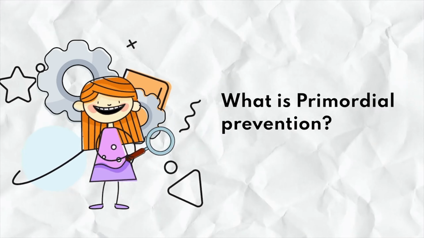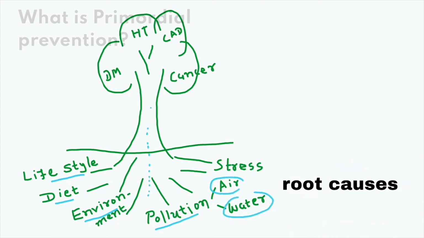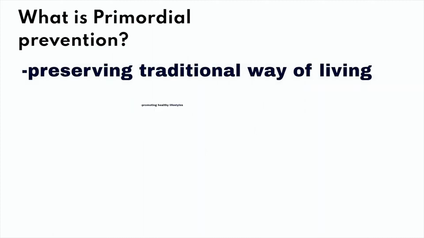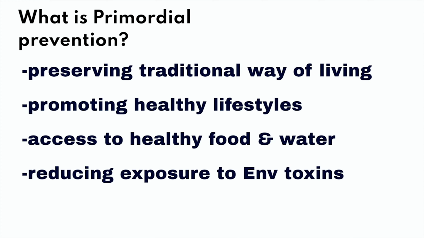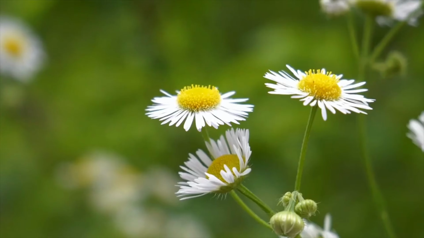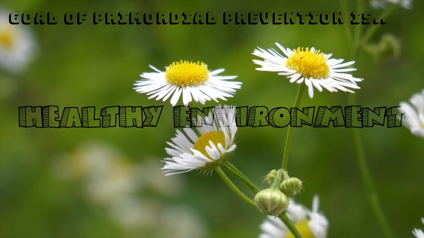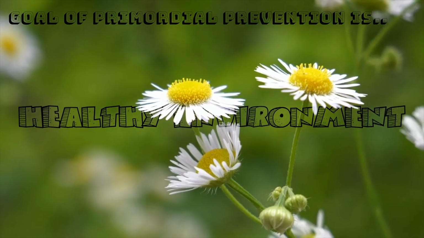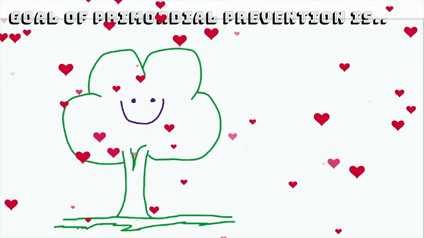This type of prevention focuses on reducing the risk of disease by addressing the root causes and modifiable risk factors, such as preserving the traditional way of living, promoting a healthy lifestyle, improving access to healthy food and water, reducing exposure to environmental toxins, and promoting policies that support health and well-being. The goal of primordial prevention is to create healthy environments. By addressing the underlying cause of disease, primordial prevention can reduce the burden of disease, improve health outcomes, and promote healthy aging.